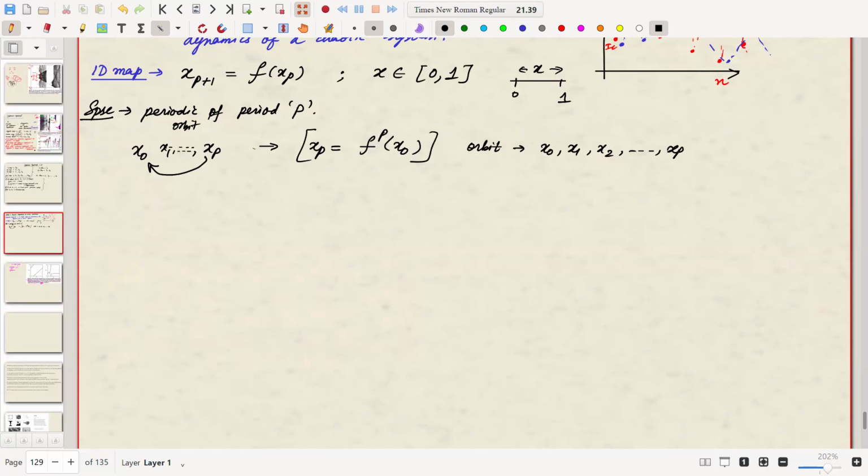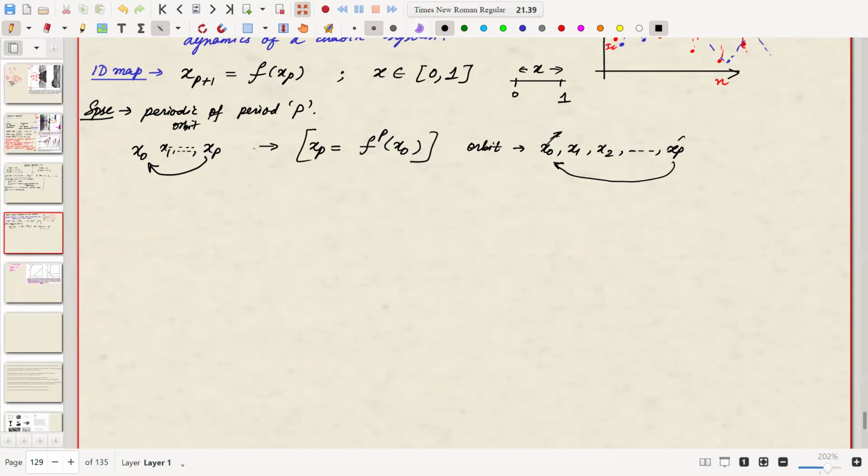This is a periodic orbit, right? So you start from x naught, keep on iterating. You reach xp, then again it will go to x naught if you iterate. That's a periodic orbit. It will keep on recurring.